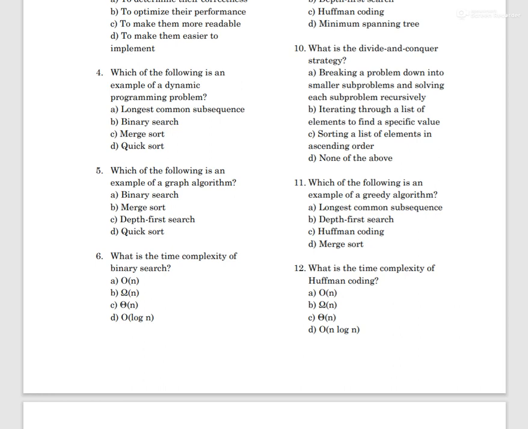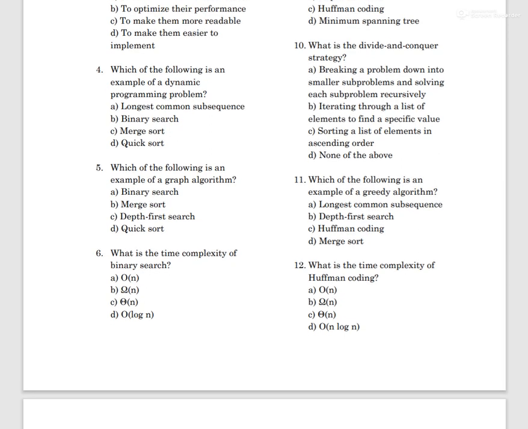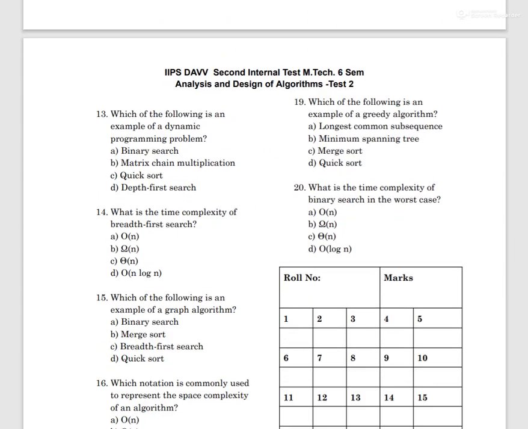Question number 12. What is the time complexity of Huffman coding algorithm? So the time complexity of Huffman coding algorithm is order of n log n. So here the correct option is option D, order of n log n.